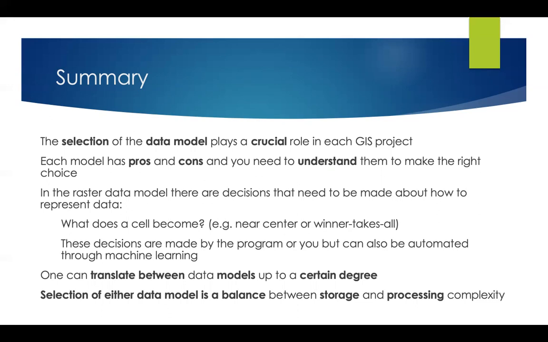In the raster data model, there are decisions that need to be made about how to represent data. What does the cell become? Do you use the near center rule or the winner takes all rule? These decisions are made by the program or you, but you can also automate these through things like machine learning. And you can translate between data models up to a certain degree, but realize that you lose something a little bit when you convert from raster to vector or vice versa. Selection of either data model is a balance between storage and processing complexity.